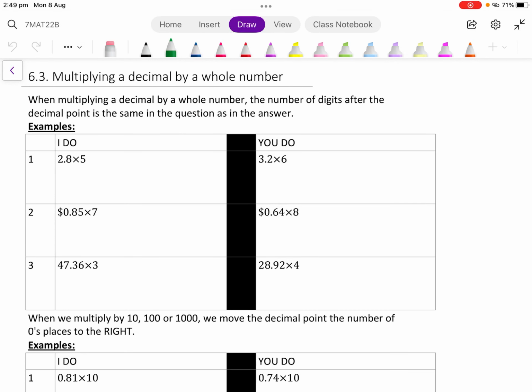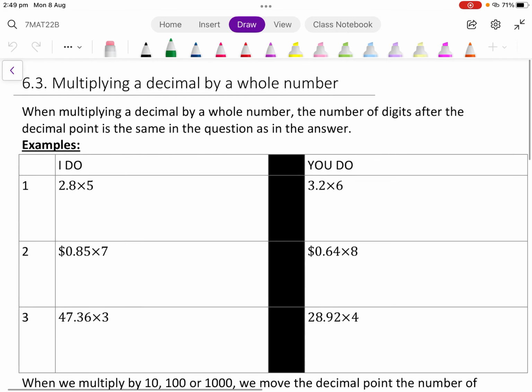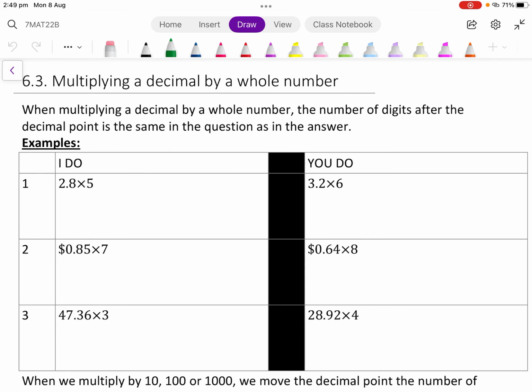Hi Year 7, today what we're looking at is multiplying a decimal by a whole number. So when multiplying a decimal by a whole number, the number of digits after the decimal point is the same in the question as the answer. Let's have a look at this.